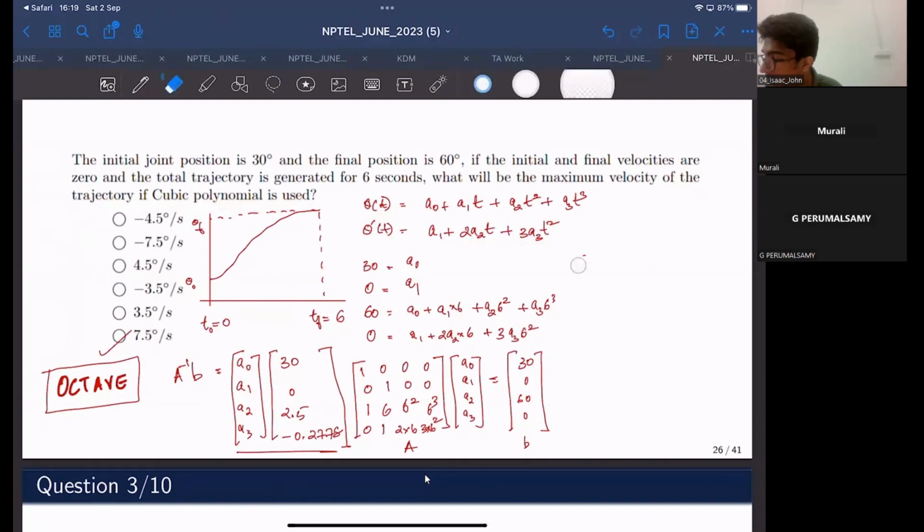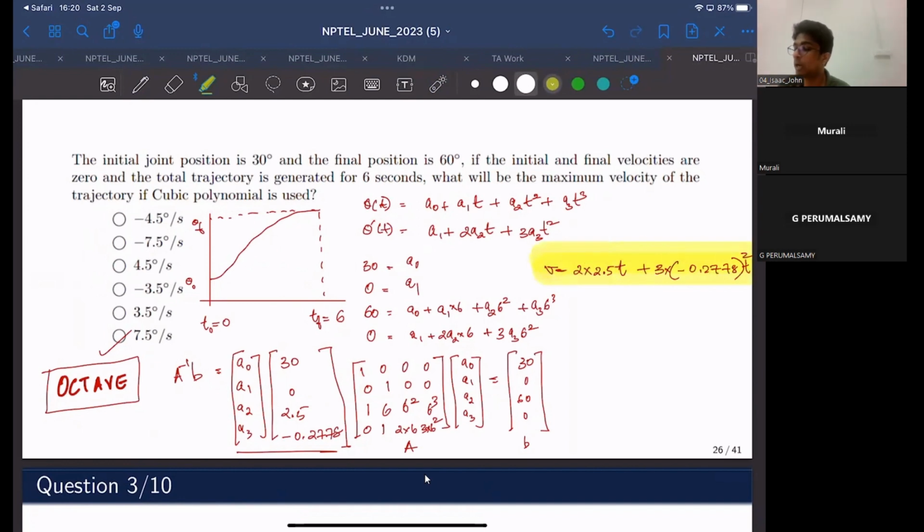Yeah. So the velocity equation does not have an A0 term. The A1 term is 0 actually. Now what do we have? We only have A2. So the velocity equation would be 2 times 2.5 t plus 3 times minus 0.2778 t square. This would be your velocity equation.